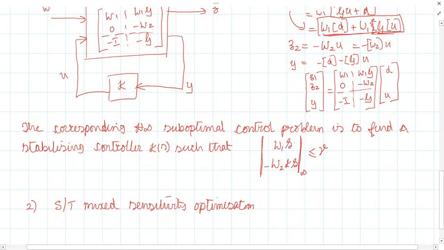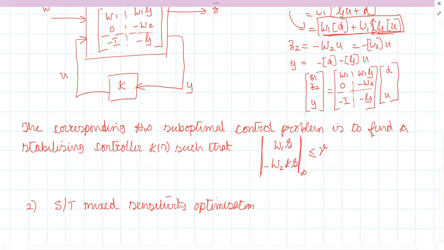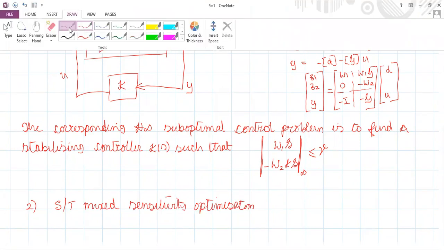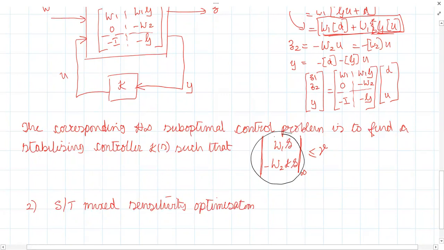Okay. So if you are trying to minimize sensitivity and control effort, then if you are trying to minimize the infinite norm of that, you get S bar Ks mixed sensitivity problem. If you want to minimize the infinite norm of sensitivity as well as complementary sensitivity infinity norm, then you get S by T mixed sensitivity optimization problem. Okay, so which one to use depends upon the case or the application on which you are working upon.